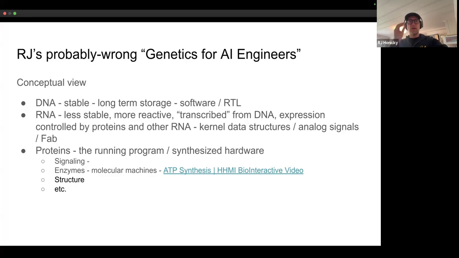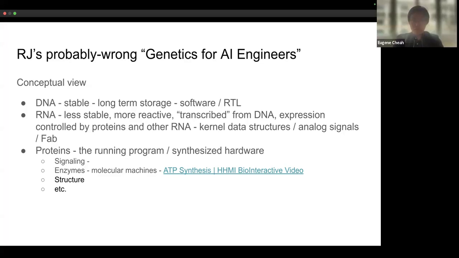Okay, so I say this is probably wrong because it's just my pretty lay understanding, based on college biology and conversations with computational biologists. But I think that for AI engineers, we don't need to understand it too well. I'm going to give a conceptual view and then maybe one level deeper.